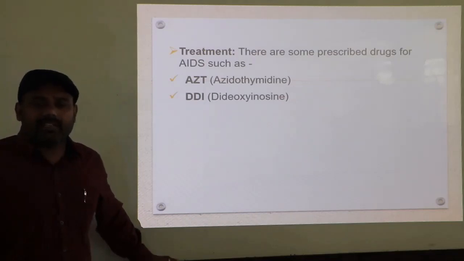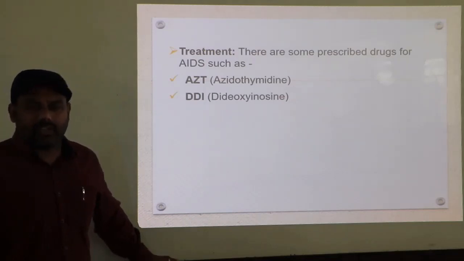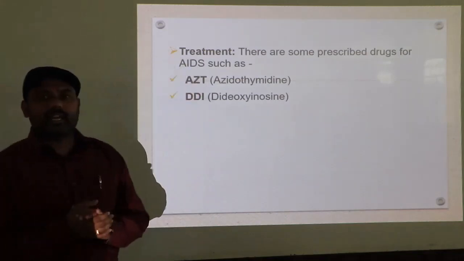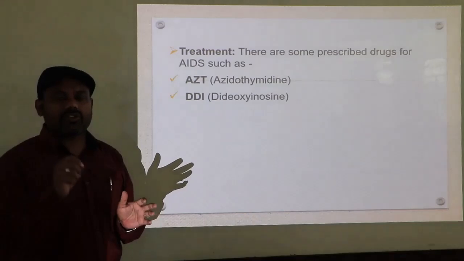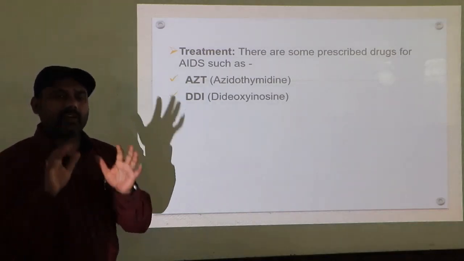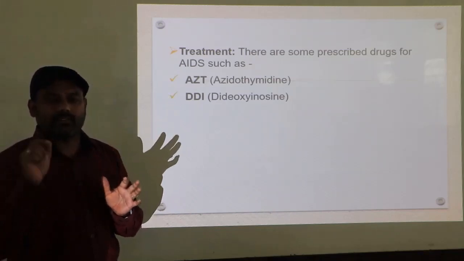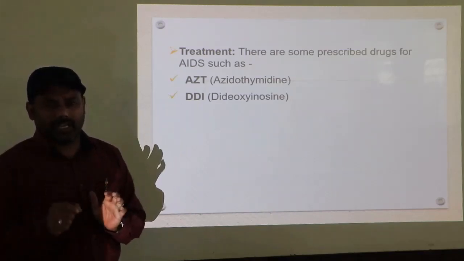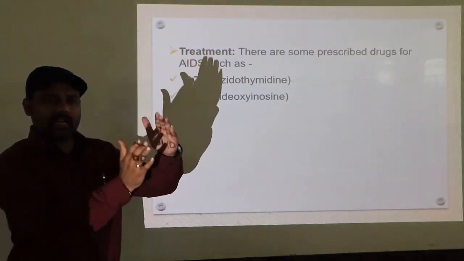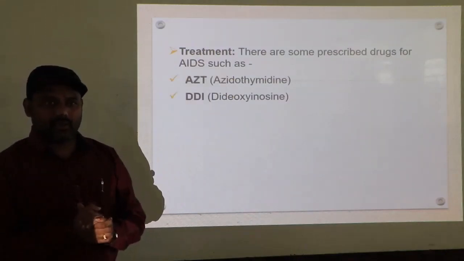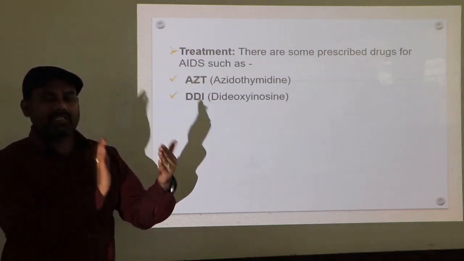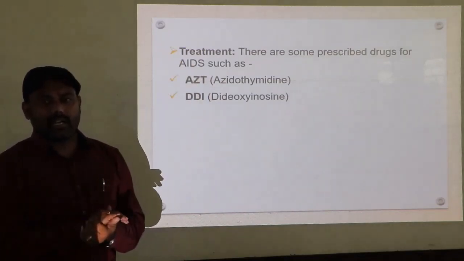Those medications are AZT, that is azidothymidine, first one, and second one is DDI, that is dideoxyinosine. By taking these two medications, the very important thing that happens in our body is that these two medications can prevent the actual function of the reverse transcriptase enzyme. That enzyme plays a very important role in the conversion from single stranded RNA to double stranded DNA. So these two medications prevent that conversion.